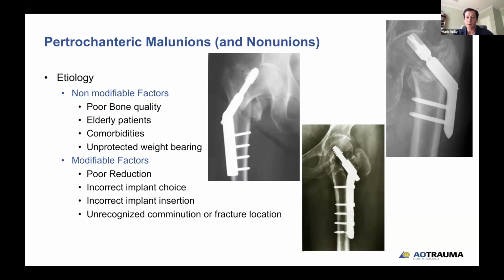But so much of the reason that we see pertrochanteric malunions and nonunions is modifiable, and that is that the reduction achieved is poor initially. The implant choice may be incorrect. The implant may be inserted incorrectly, or the surgeon may not recognize comminution posteromedially or fracture characteristics that lead to an increased rate of failure.